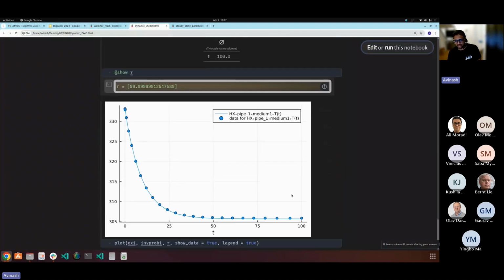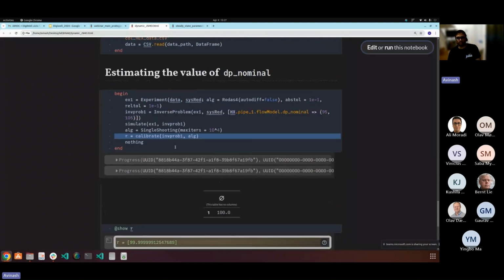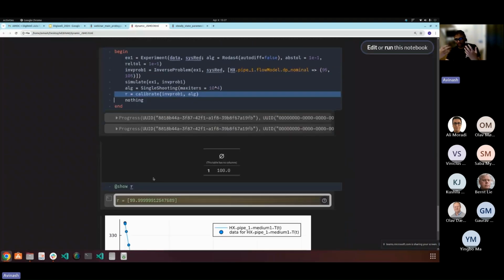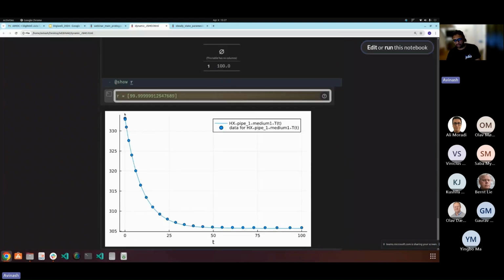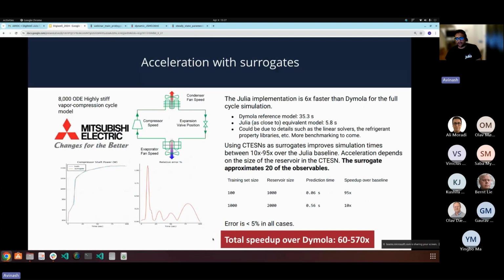So for instance, just to present the final results, if one has data experimentally, in this sort of 6 lines of code, one can put in the data and calibrate the parameters of the ModelingToolkit model to data. And this relies heavily on automatic differentiation, ForwardDiff, and so on, so solving the optimization problem with derivative solvers. Sorry, I don't have time to go through all this, but there's a bunch of documentation here.